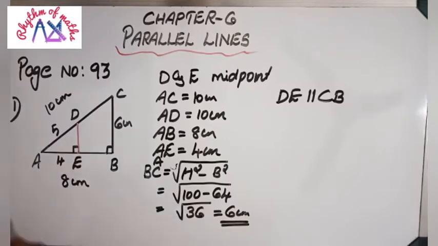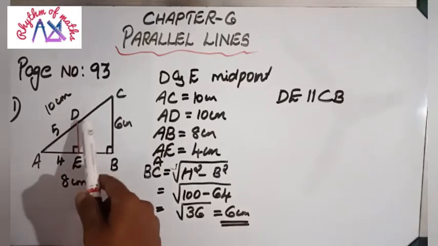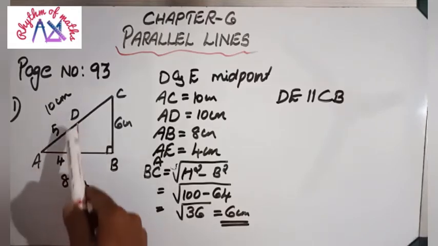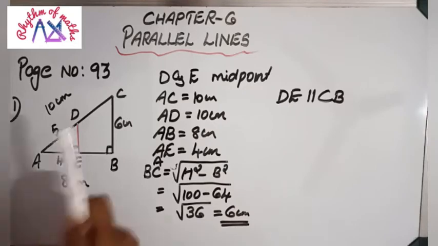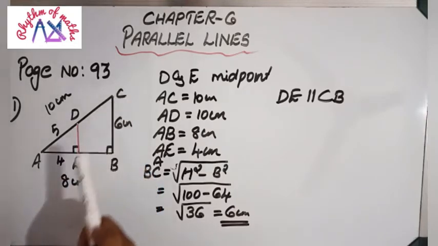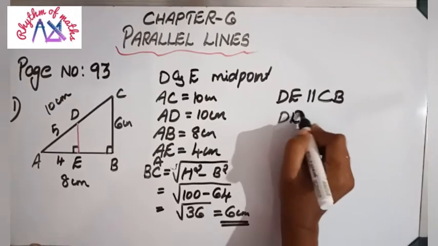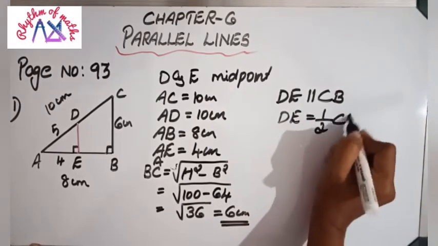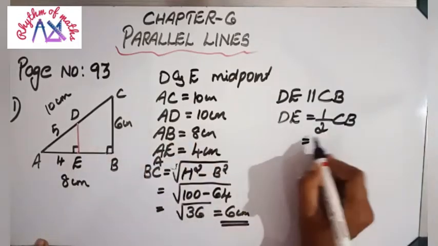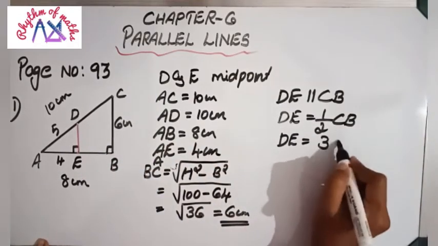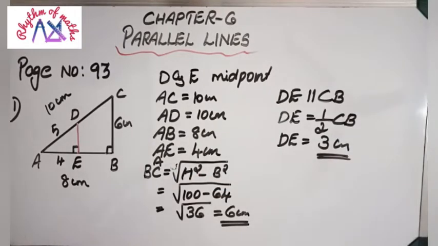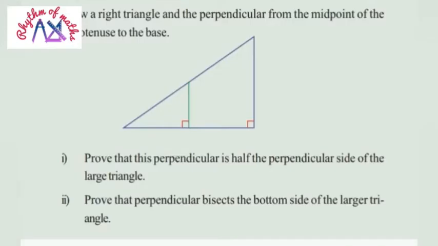So we have learned this in the previous section, where in the starting we learned four concepts. The third concept is that the line joining the midpoints of two sides of a triangle is half the length of the third side. That means DE will be equal to half of CB. CB is 6 centimeter, so DE will be equal to 3 centimeter. So this is the first one's answer. Very easy one, just apply the Pythagoras theorem and that concept. So first question over. Now next question.